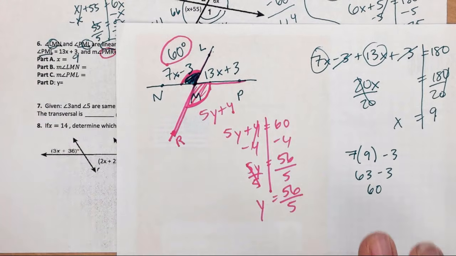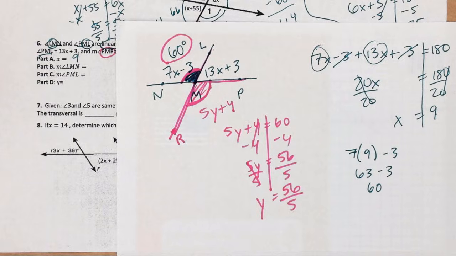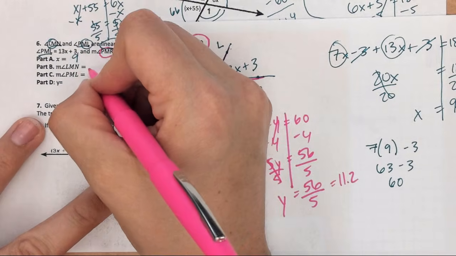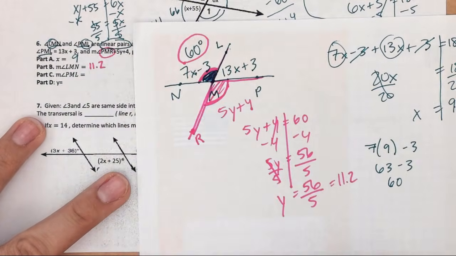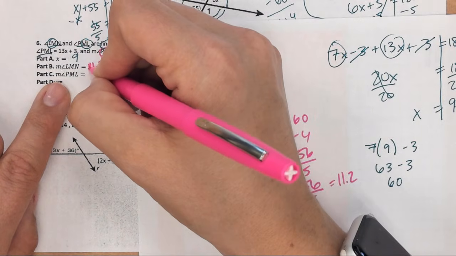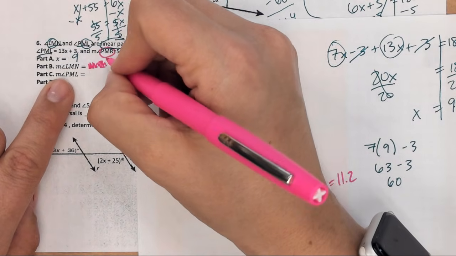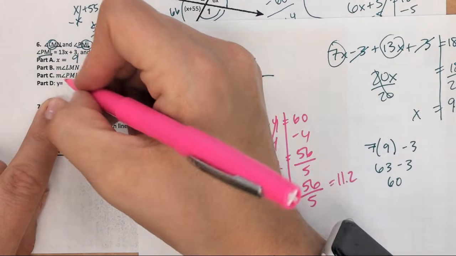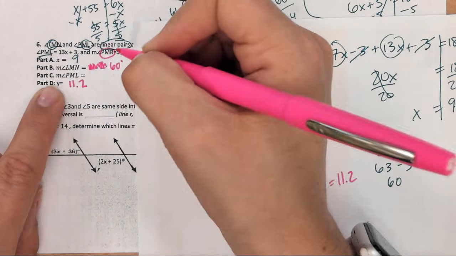You leave it as a fraction. If you make that a decimal, you get 11.2. So both are great answers. Sorry, LMN should be 60 degrees. Okay, so we just figured out y. That's down here. It's 11.2.